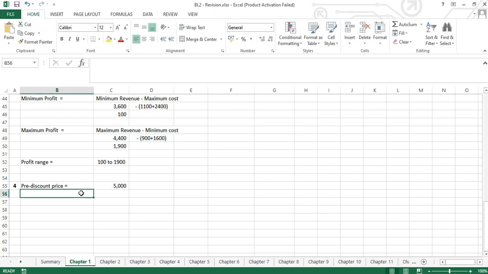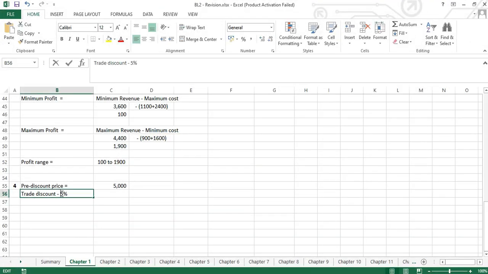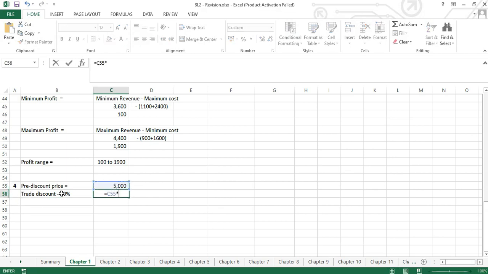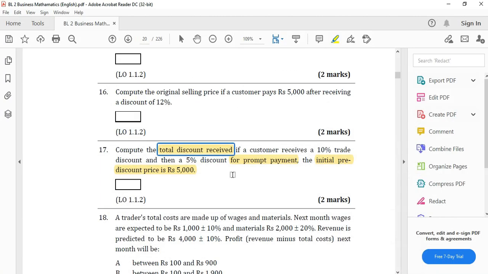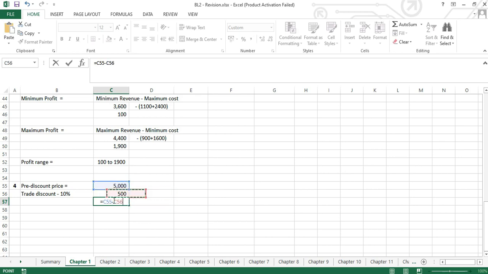So trade discounts are always applied to the original price. Trade discount of 5%, right? Is it 5%? No, 10%. Trade discount of 10% will be applied to the original price, which will give us 500 rupees. Then the 5% cash discount they applied after the trade discount must be considered on the net price, which is obtained by minusing the trade discount from the original price.